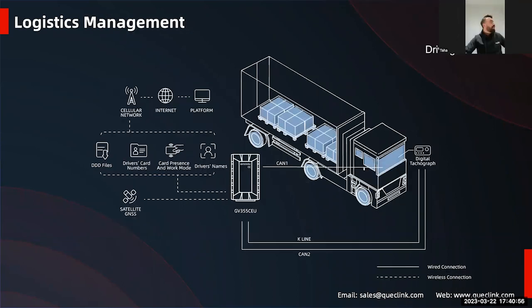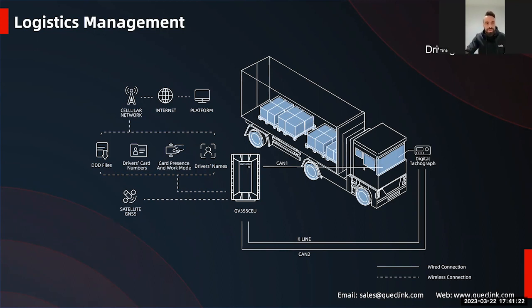Yeah, moving to the next slide. Also, I will not go through details. I just want to show in this slide that there is also a device, the flagship GV355CEU, and this device has a built-in extra K-line. So if you use the K-line with the CAN2 system, you can go through tachograph reading.